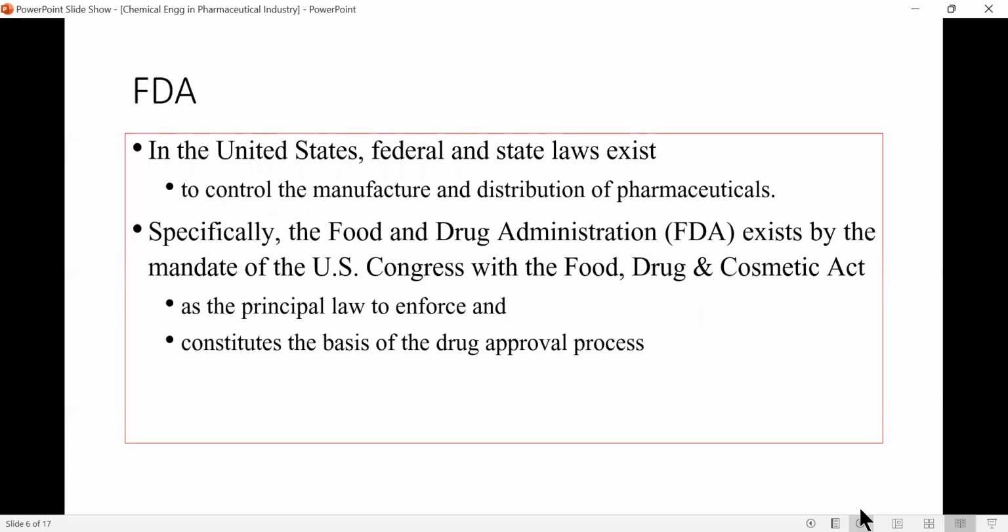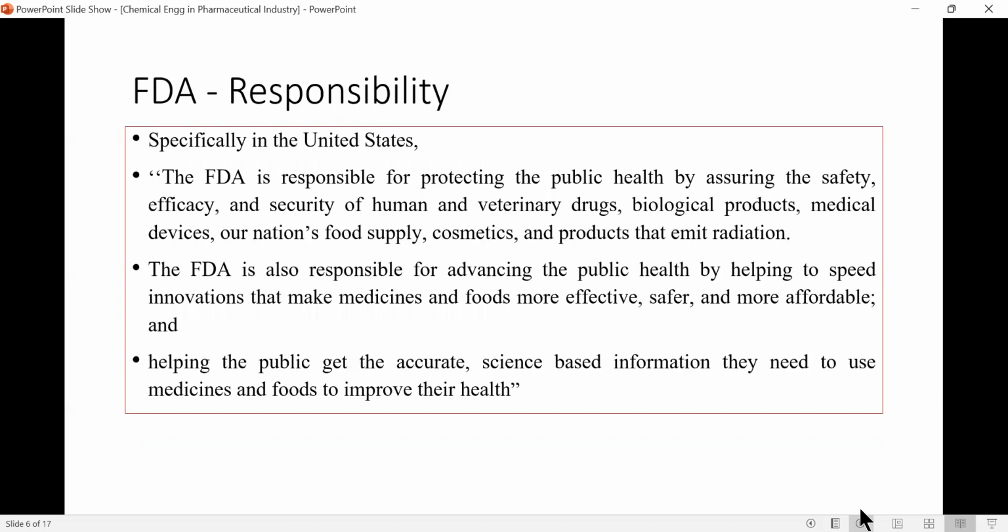Now coming to the FDA, for any pharmaceutical industry marketing any pharmaceutical API or medicine, you need an approval from the FDA. But what is the FDA here? In the United States, federal and state laws exist to control the manufacture and distribution of pharmaceuticals. Specifically, the Food and Drug Administration, FDA, exists by the mandate of the US Congress, with the Food, Drug, and Cosmetic Act as the principal law to enforce and the basis of the drug approval process.